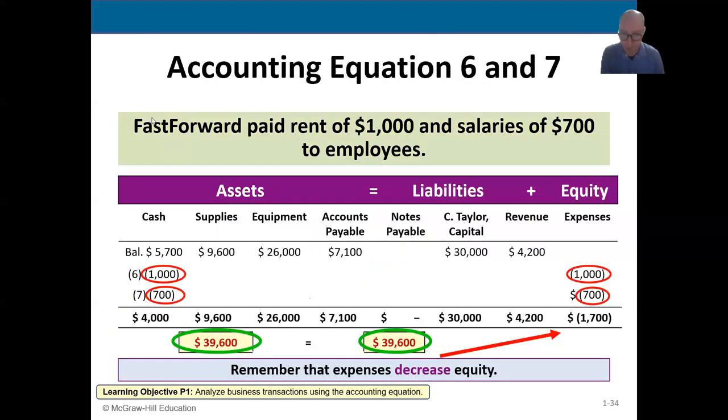Now we come over to our accounting equation. $1,000 rent, $700 salaries. Those were both expenses, day-to-day operating expenses. So we decreased our equity $1,700. We also decreased our cash $1,700. Look at the accounting equation. It still balances. It will always balance, again, unless something went wrong.